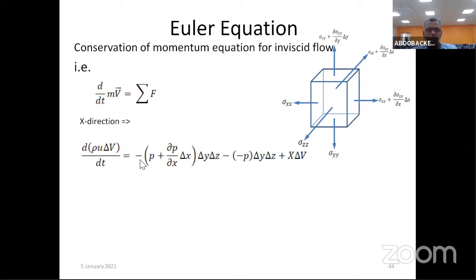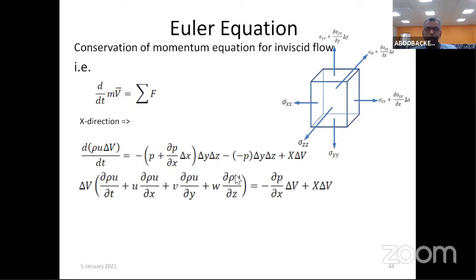The pressure will always be towards the surface. That's why it's minus. So minus p plus dou p by dou x delta x. That is the force for pressure on the right face minus the pressure on the left face, times the respective areas. The area of this face is delta y delta z, plus the body force. The surface force and body force is balanced by the net force. So similarly, you can write the other directions.